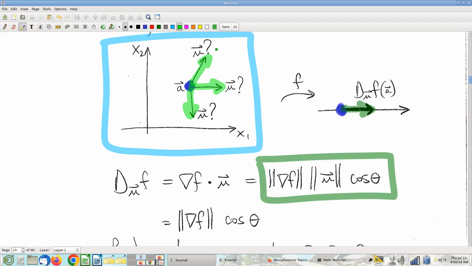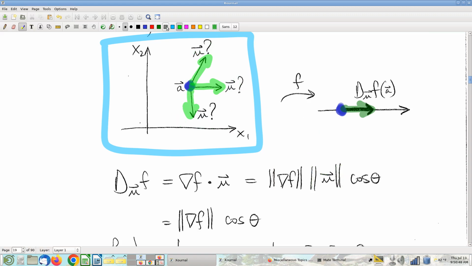Check this out. All of these unit vectors, their magnitude is 1 because they're unit vectors. So that factor in this dot product formula disappears because it's 1. And so really, in fact, the thing that I want to maximize is this expression right here. Now, let's think about what that is.